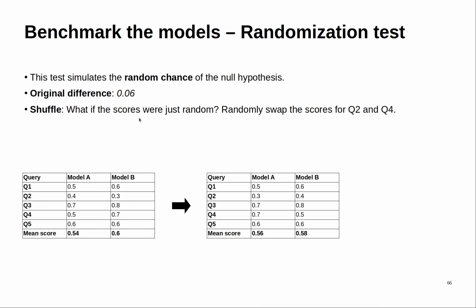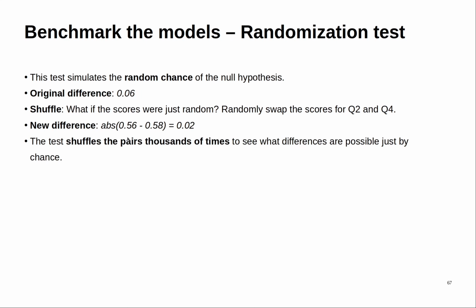Now what we are going to do is shuffle the scores. So here, let's look at Q2 and Q4. Initially, model A scored 0.4 and model B scored 0.3. We are going to shuffle those. We are going to flip them. So model B will get the score from model A, and model A will get the score from model B. And we will do that for Q4. And then we will get another difference, and in this case, it's equal to 0.02. So this is the new difference.